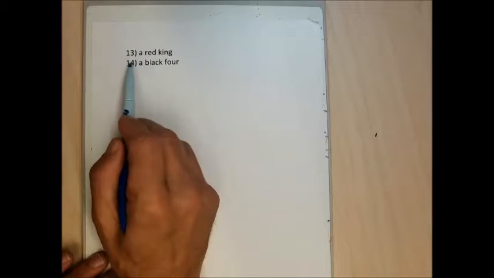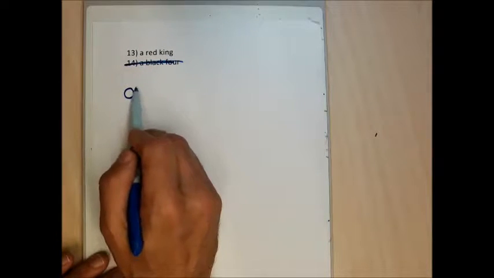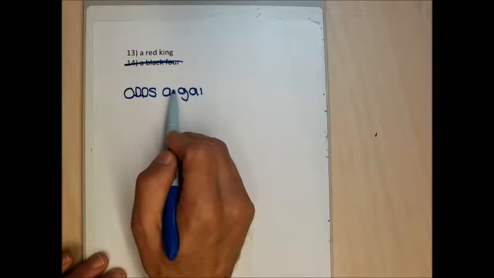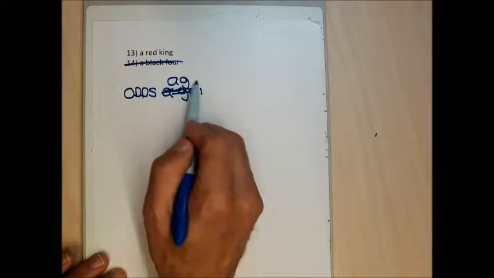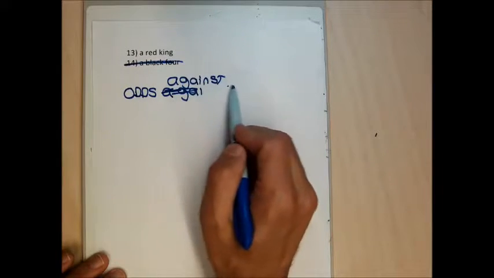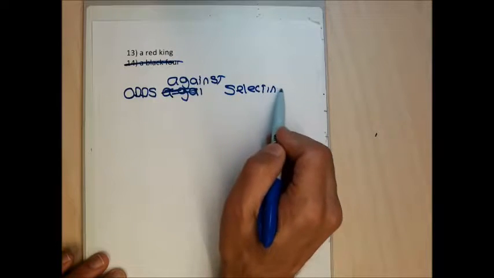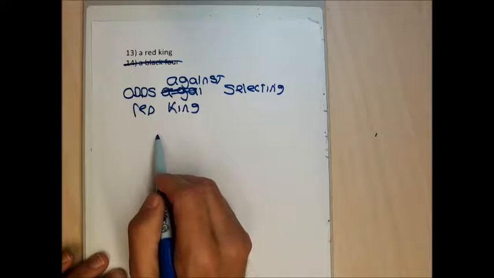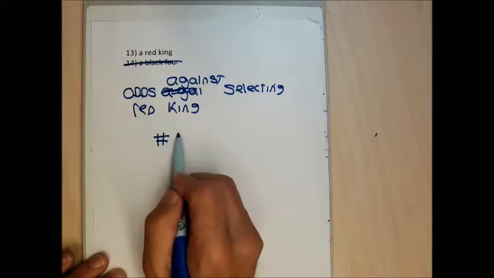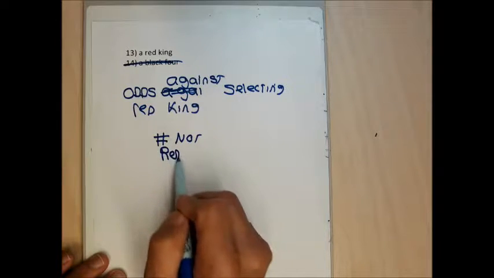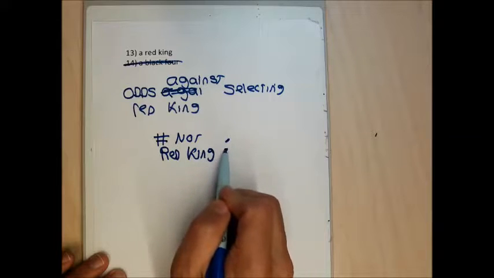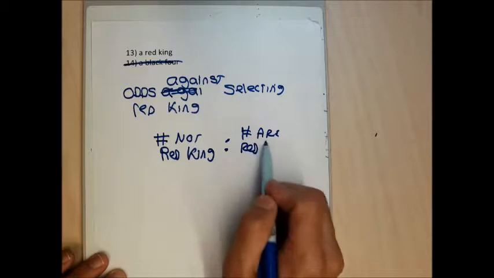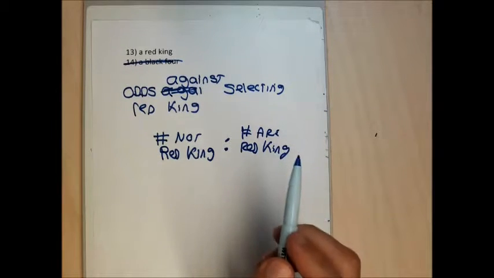Let's do 13 together. So for 13, first I want to do the odds against selecting a red king, and then I'll do the odds in favor. So for the odds against selecting a red king, I need the number of cards that are not red kings, followed by the number of cards that are red kings. So let me look at my deck of cards.